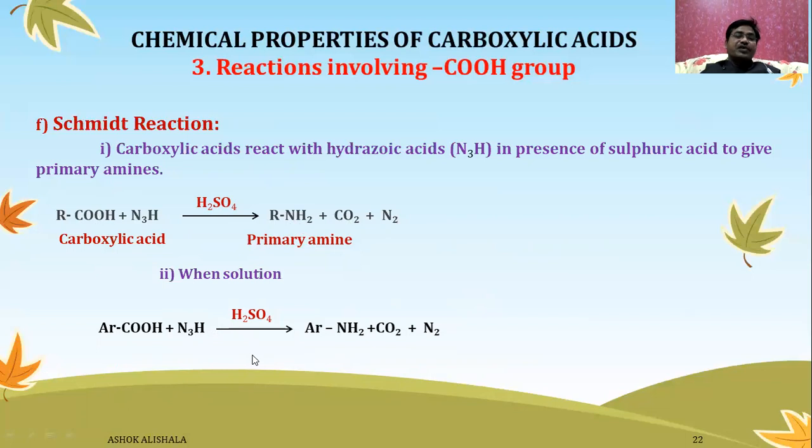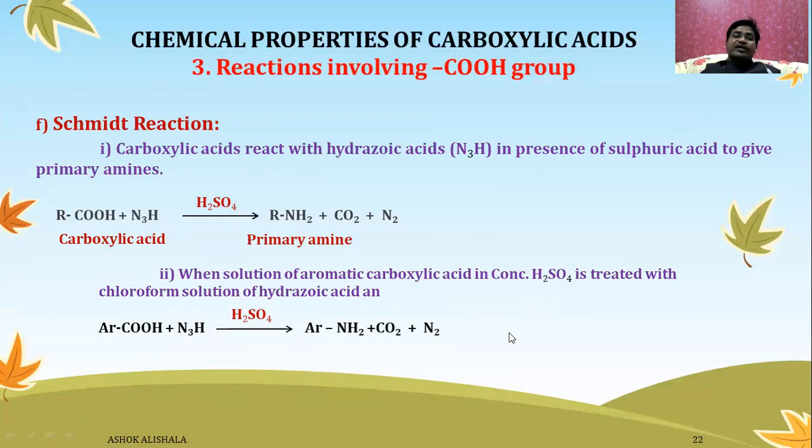Let us take this one. When a solution of aromatic carboxylic acid in concentrated sulfuric acid is treated with the chloroform solution of hydrazoic acid, you will get a primary amine. This is an aromatic acid, or you can take benzoic acid, and this hydrazoic acid gives aniline, or an aromatic amine. This is what a Schmidt reaction is. What is the specialty of the Schmidt reaction? You know that an acid reacts with another acid in the presence of an acid to form a base. Now let us go for another one.